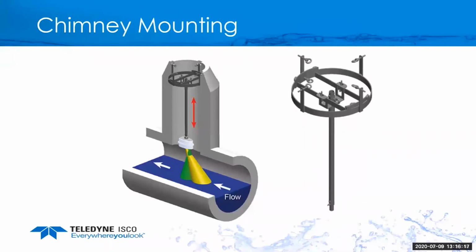Okay, here's some kind of creative mounting options that we've seen. We currently don't offer this, but we have seen it in the industry out there. And it's kind of a neat little chimney mount. So there's a bracket that goes at the lid of the manhole. It hangs down and the sensor will hang off of that.